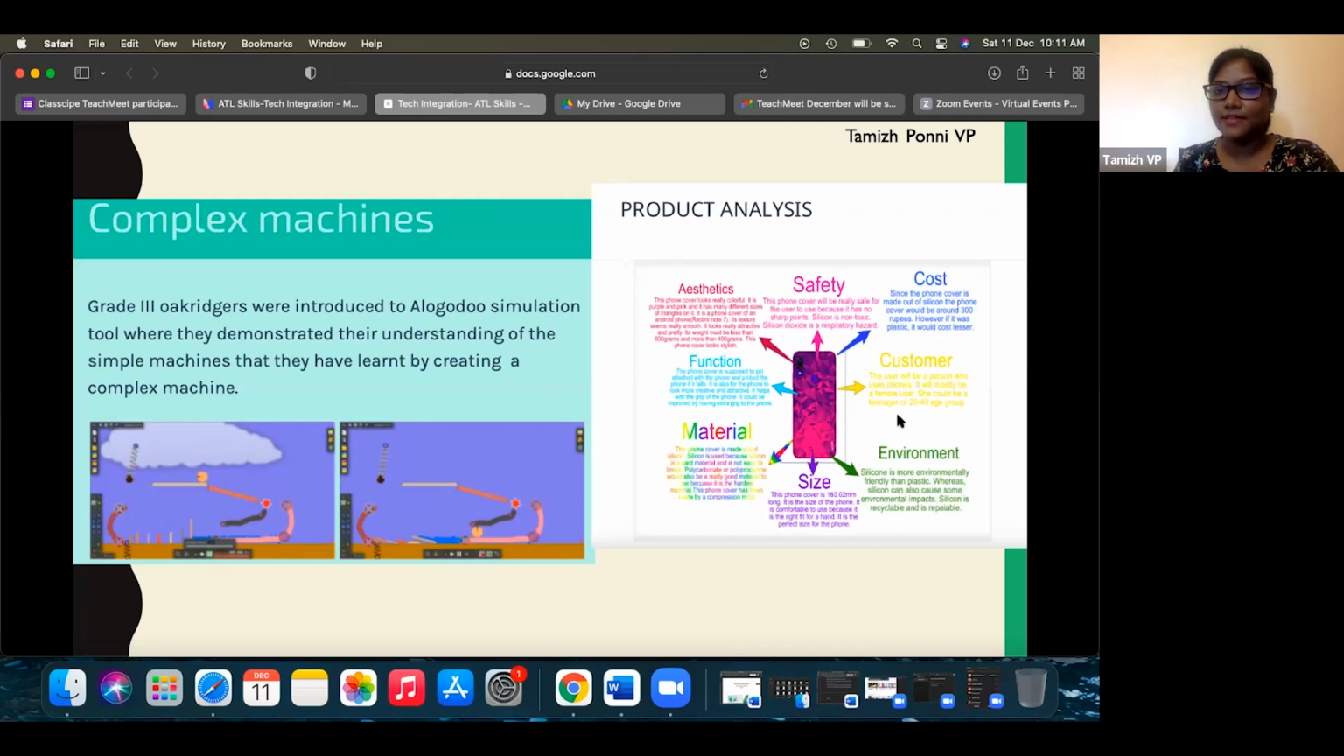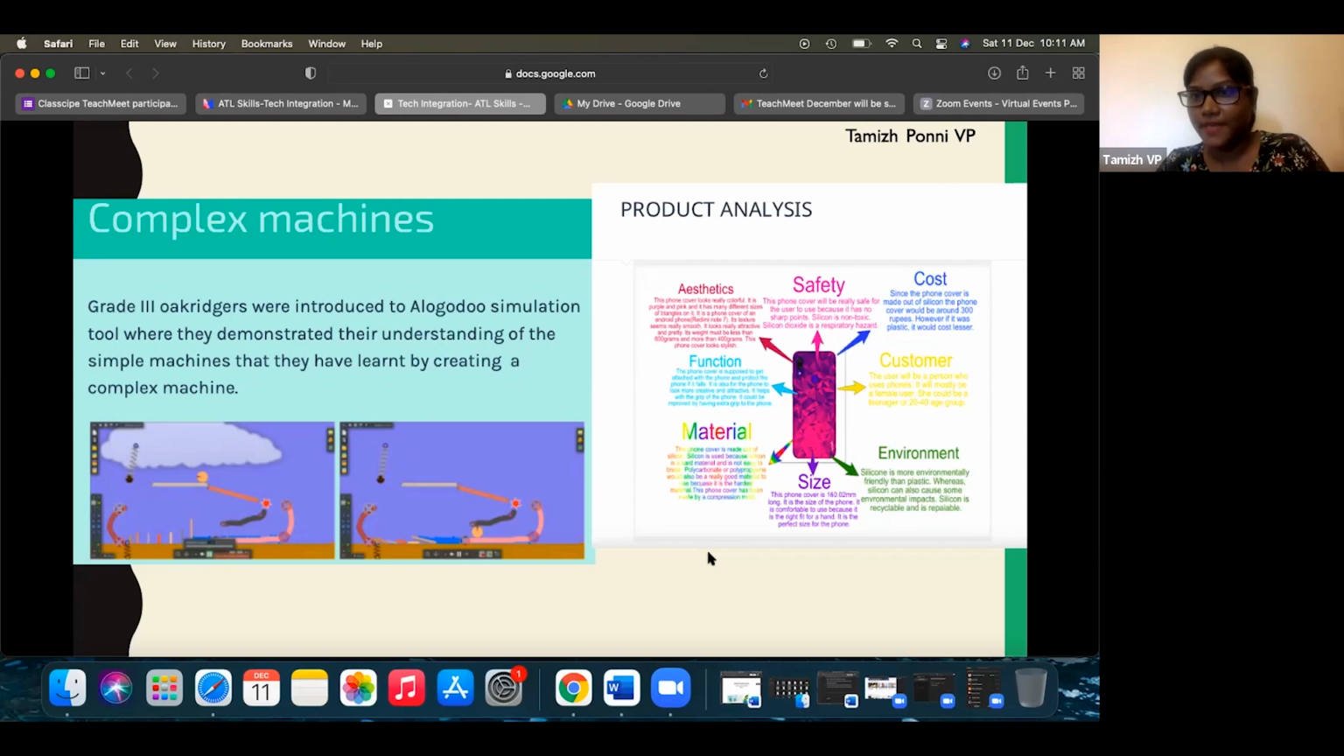And here you can see a student analyzing a product. So she wanted to make a mobile cover. She said, before I go ahead and make a cover, I want to analyze what an existing cover is like. What are the features of an existing mobile cover? So we use a technique called ACCESS FM. It's just an acronym for what you see here: the aesthetics, the safety, the cost, customer, environment. Does the material have any environmental complications? When I use a material, we're very, very conscious about that. The size, what material is it, and what function does it serve? So this is one way of analyzing a product and design.